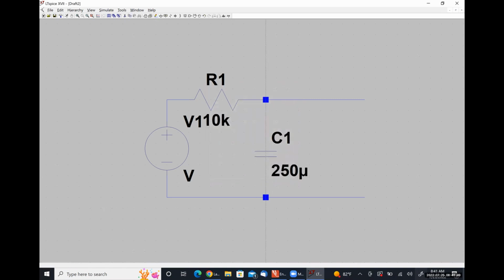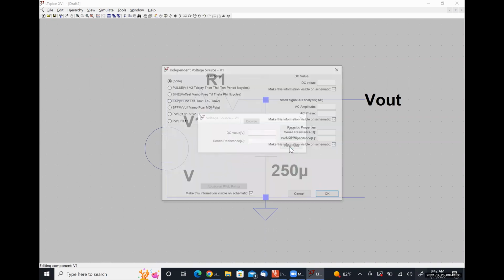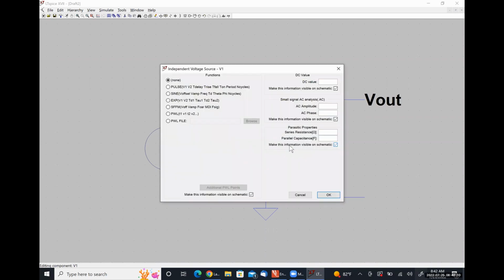I am going to put this node as my ground. I am going to label this node over here as V out. And this is my input voltage. I'm going to go to the advanced tab. And what I'm going to do is I'm going to go over here to where it says small signal AC analysis. And I'm going to type in an AC amplitude of 1.